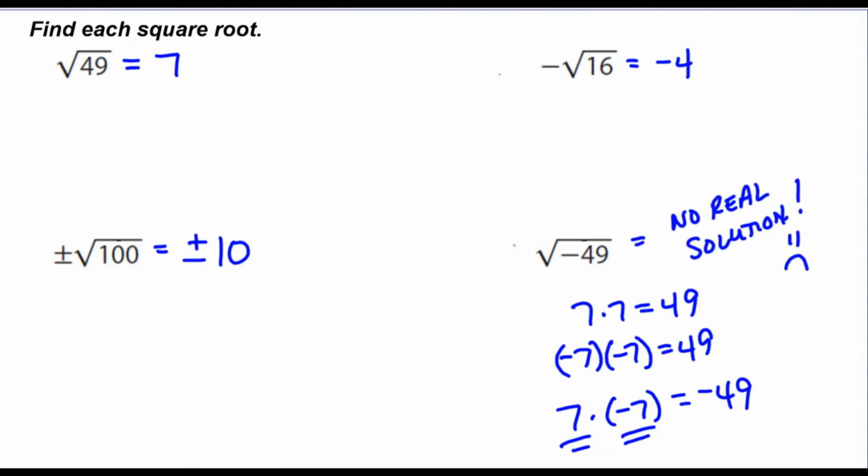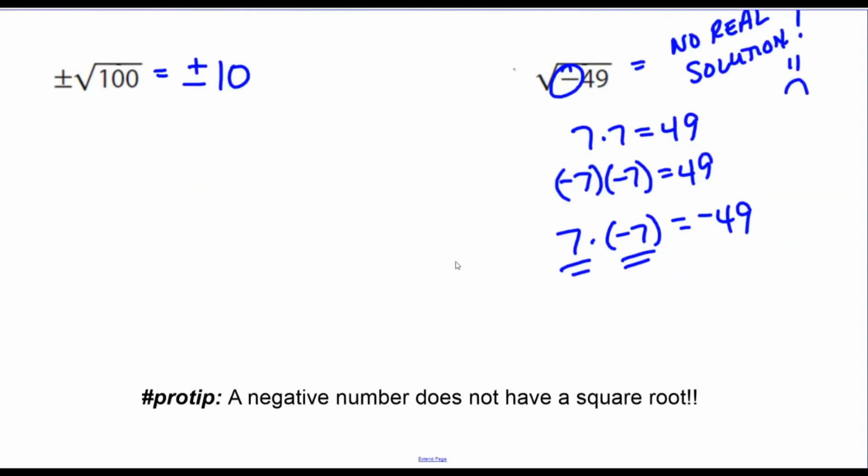Sad face. So whenever you see a negative under the radical, that should send up a red flag. You cannot have a square root that is negative. Okay? No negative number has a square root. That is our pro tip. A negative number does not have a square root.